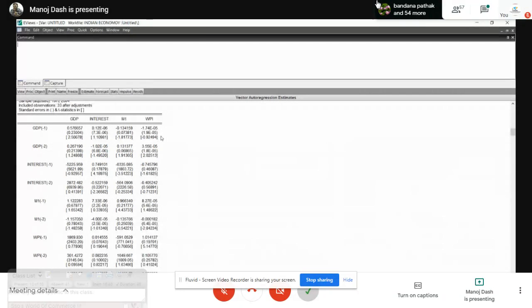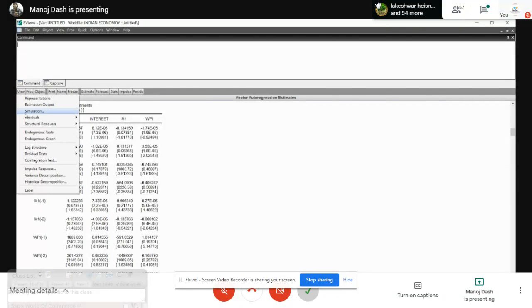WPI. Now मैं कितना लिया था यहाँ पर leg? No leg. But I have to check whether the leg is okay or not. Then go to the view. There is called leg structure. आ रहा है ना? There is called leg criteria. I want to check what is the maximum leg you can carry out.